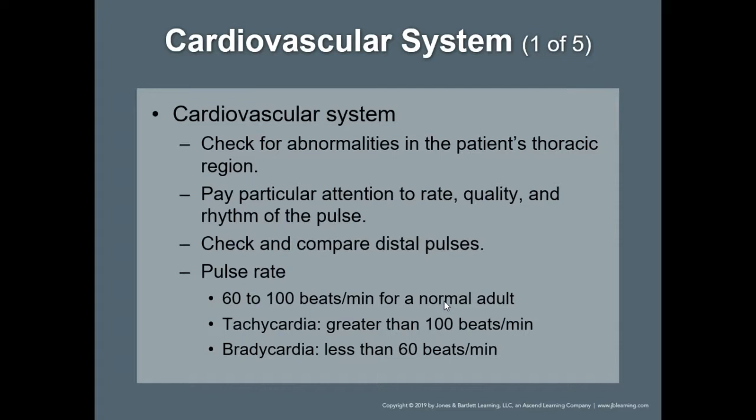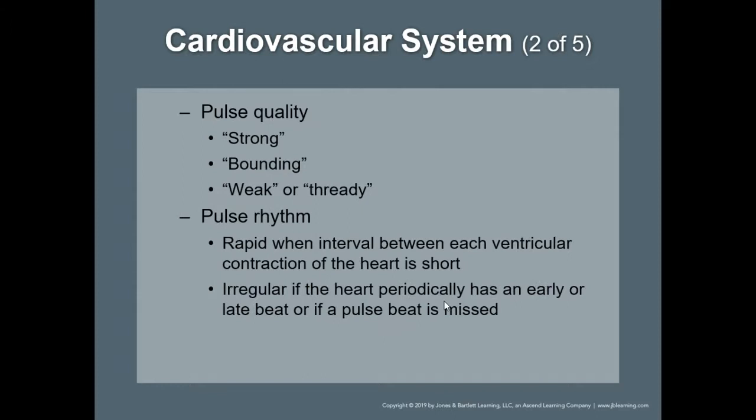Tachycardia is greater than 100 beats per minute, and there are various types of tachycardia, which we will get more into when we start to do cardiology. And bradycardia is less than 60 beats per minute. The pulse can be strong, it can be bounding, it can be weak or thready. For the pulse rhythm, it is rapid when the interval between each ventricular contraction of the heart is short. Irregular if the heart periodically has an early or late beat, or if a pulse beat is missed. And if you can feel a pulse that is irregular, then your patient has an abnormal heart rhythm.